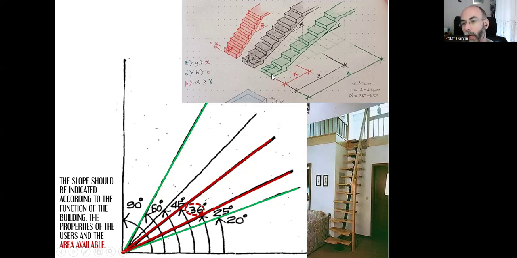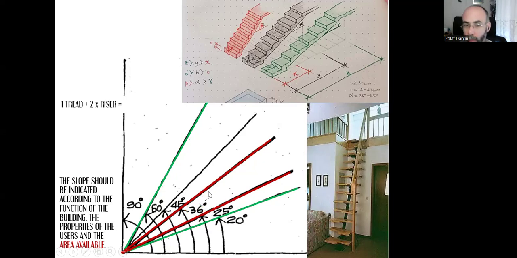If we have a very low angle, then it will be easy for everyone to use the stairs, but it will occupy so much area, and the other areas of the space will be occupied with the stairs. So for the optimum level, this part here, an angle between 25 to 36 degrees can be more appropriate.